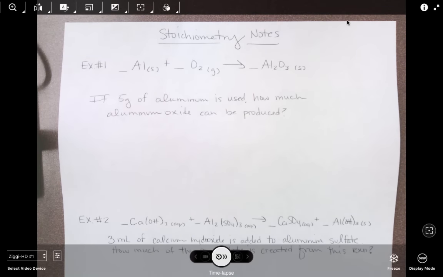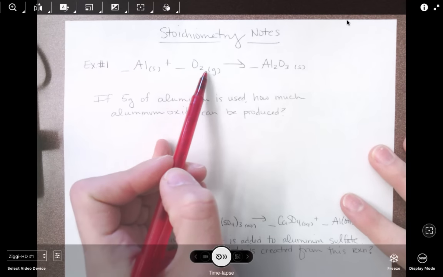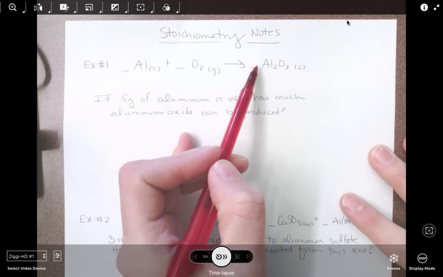The concept of stoichiometry is the mixture of dimensional analysis and balanced chemical equations. I'm going to give you a couple of examples showing you how to use a balanced chemical equation to determine the quantity of reactants or products within that equation. My first example is solid aluminum added to gaseous oxygen to produce solid aluminum oxide.